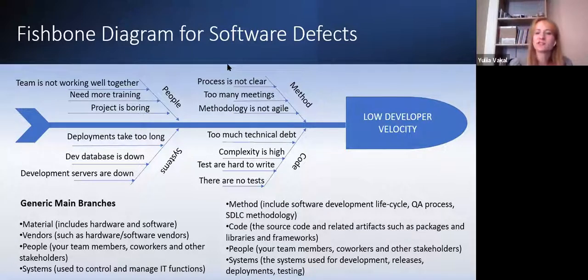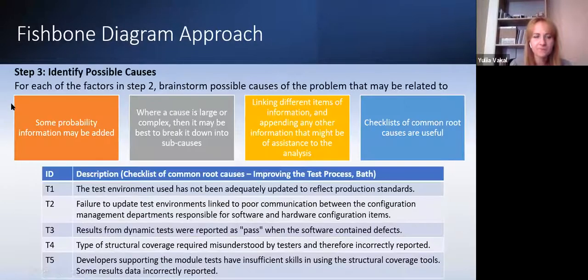Again, it's not about blaming people. We're talking about the processes, different processes, what's going on. The next step will be to refine these causes, trying to find other issues, which could potentially be root causes. So identifying possible causes. That's probably the difficult part.